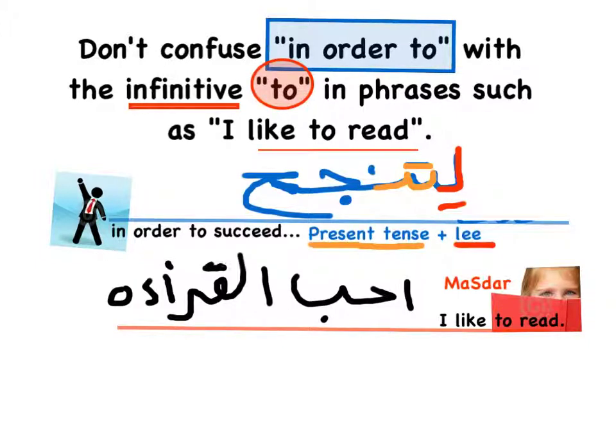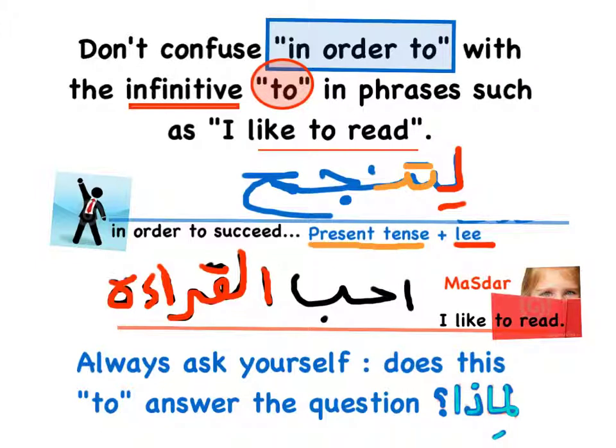I like to read, and we expressed it with مصدر القراءة. A good rule of thumb is when you're trying to decide whether it's ل, as in order to, or to of the infinitive, you always ask yourself, does this to answer the question لماذا? So in the first one it does, in the second one it doesn't. If it does, you use ل. If it doesn't, you don't.